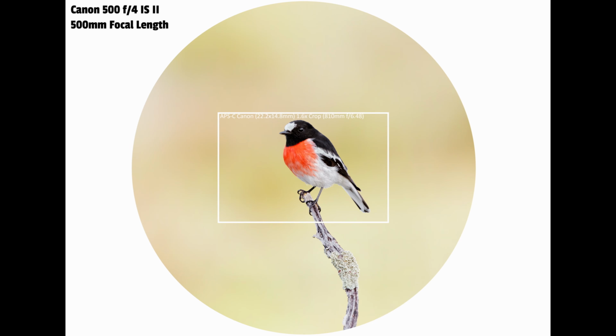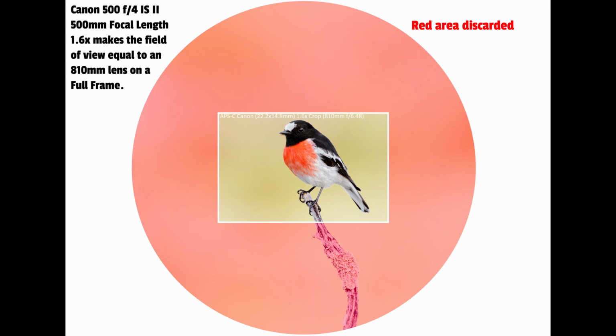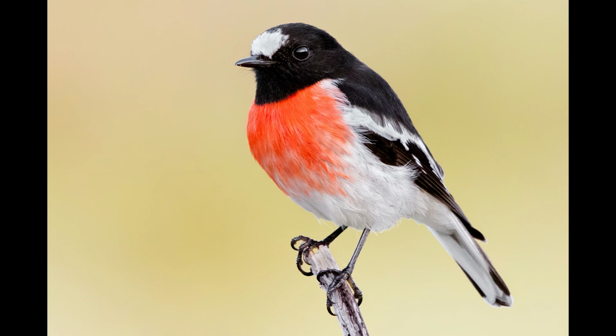Let's have a look at how the Canon APS-C sensor looks when we overlay it on this image circle. You can see just how much smaller it is. We're losing a lot of information, but the bird is a lot bigger in our frame. Because these sensors are so small, they're actually capturing a smaller part of the image. A 500mm lens on an APS-C body gives us an effective focal length of around 800mm, or 500 times 1.6.